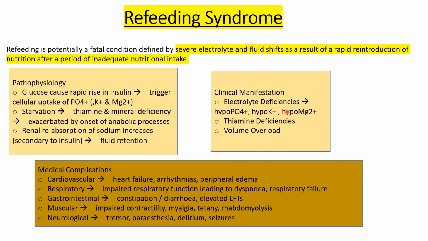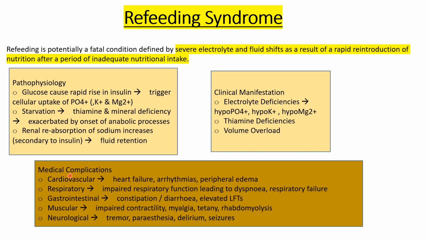So the clinical manifestation, obviously, we'll have electrolyte deficiency. As we said, we have electrolyte and fluid shifts. Already you have known why we have those. So you'll have electrolyte deficiency, that is hypophosphatemia, you'll have hypokalemia and hypomagnesemia, and also thiamine deficiency and volume overload.